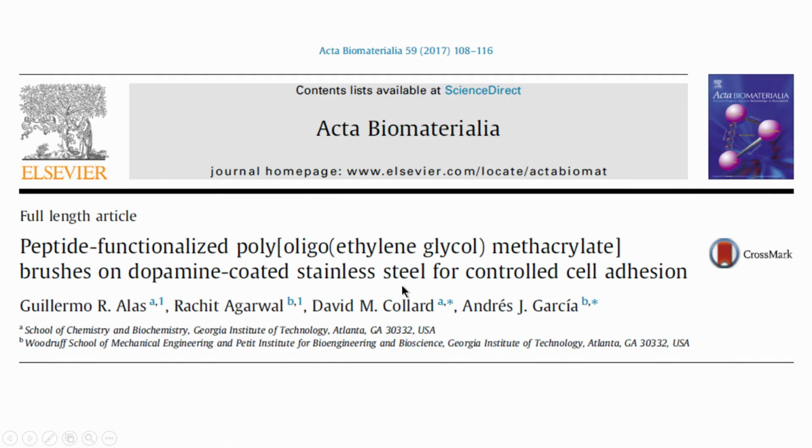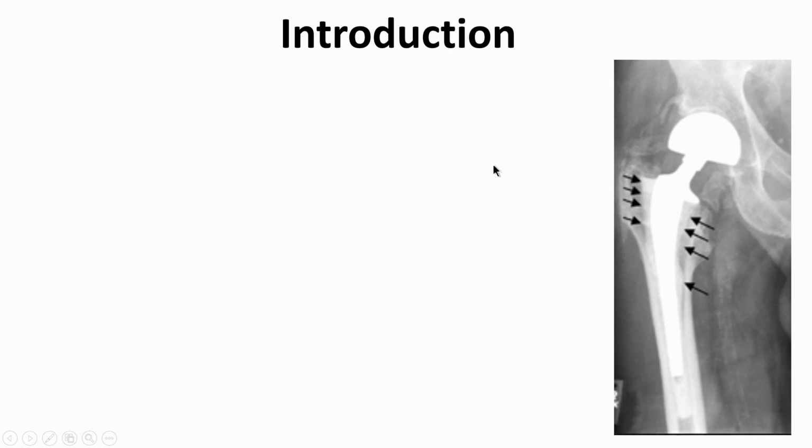Okay, so let us briefly discuss another paper as an example here. This paper is published in Acta Biomaterialia, and it is using peptide functionalized brushes for controlled cell adhesion. Let us talk about why this is required. As an introduction, what you see is, let us say I have put in a metal hip joint.